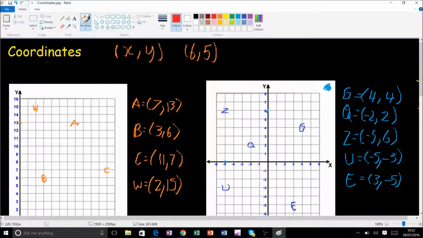So I just wanted to give you an introduction to coordinates, and to let you see that it isn't anything to be afraid of. It's actually quite simple, quite easy, I would say.